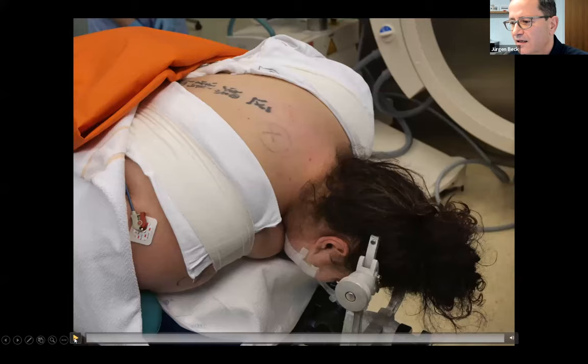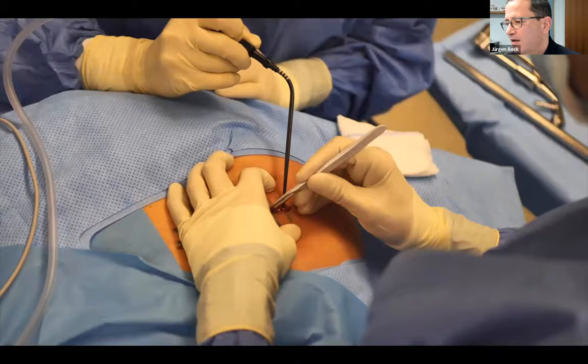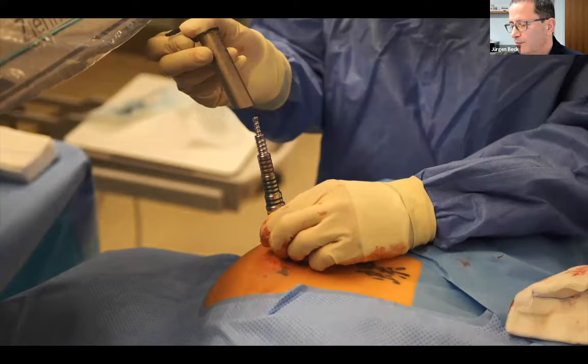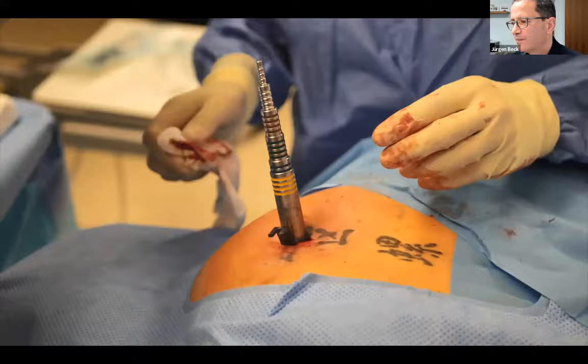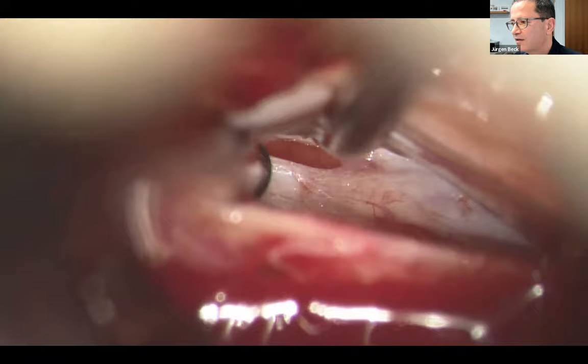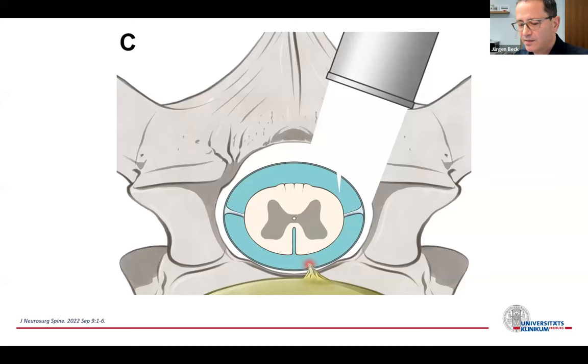This is not a prototypical patient. She has a BMI of 40. Usually these patients are thin and tall, so you barely need an 8 centimeter tubular retractor at the cervical spine, but it's still doable. You insert the tubular retractor under fluoroscopy, you insert the microscope, and then you can access. The dura is opened, the dentate ligament is cut, you have access to the ventral side of the dura and find these always very similar looking, oval shaped, 2 to 4 millimeter long dural tears.